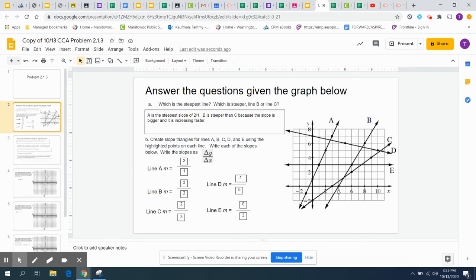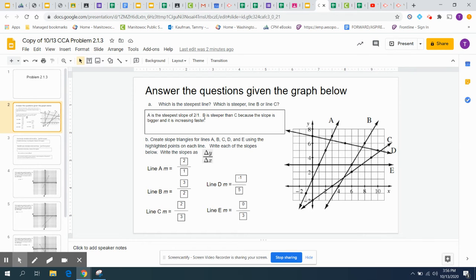Whereas when I get to B, to go from point to point, I'm going up 3 over 2, up 3 over 2. Now, these are ratios, but I could reduce them and look at them as fractions or as decimals because it just helps me to compare. So 2 divided by 1 is 2, and 3 divided by 2 is 1.5. So A is definitely steeper because the slope is bigger.